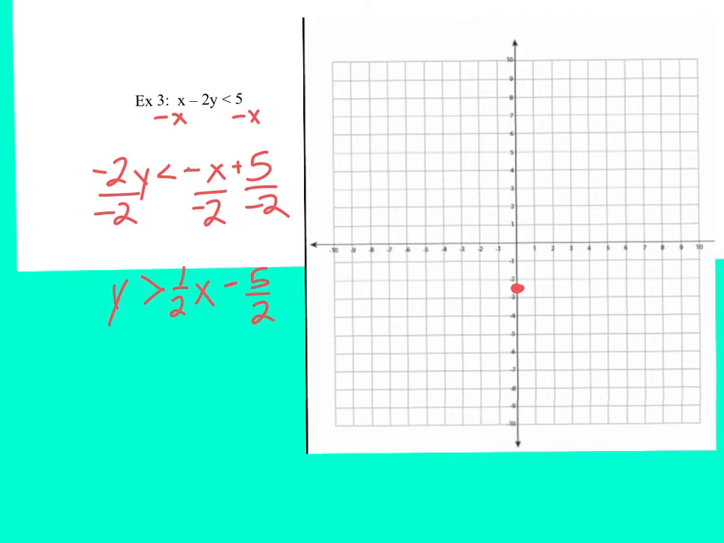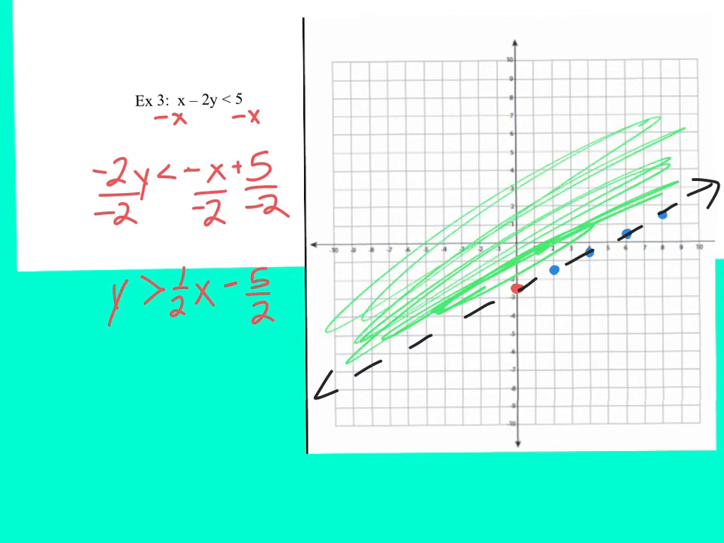Good. My slope is, yep, it's 1 over 2, so I'm going to rise up 1, go right 2. I can make as many points on here as I want to. Really doesn't matter on that. What kind of line? Dashed. And where's the shading going to be on this one? Above. Why is it above? Because it's greater than, so we're going above.